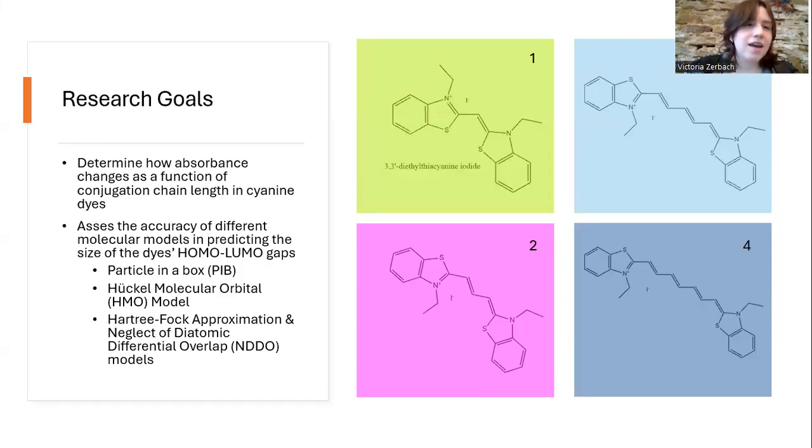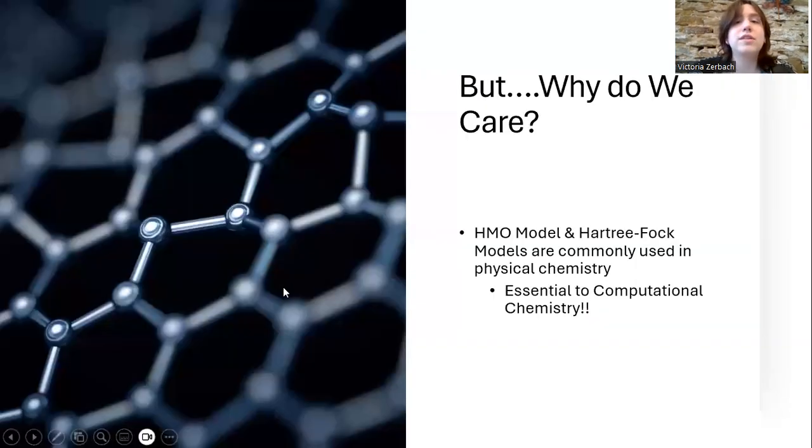The research goals for this experiment were to determine how absorbance changes as a function of the conjugation chain length in these cyanine dyes, and to assess the accuracy of different molecular models in predicting the HOMO-LUMO gaps of these dyes. In particular, we looked at the particle in the box method, the Huckel molecular orbital model, the Hartree-Fock approximation, and neglect of diatomic differential overlap models.